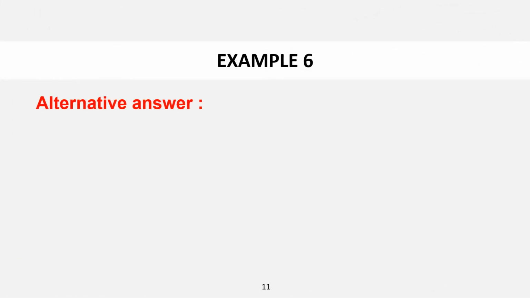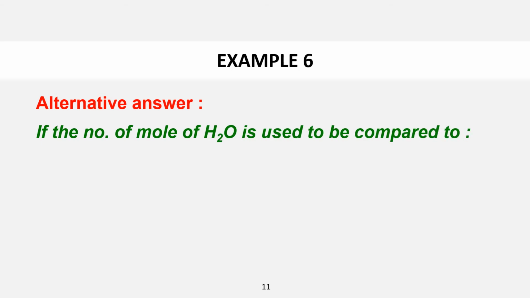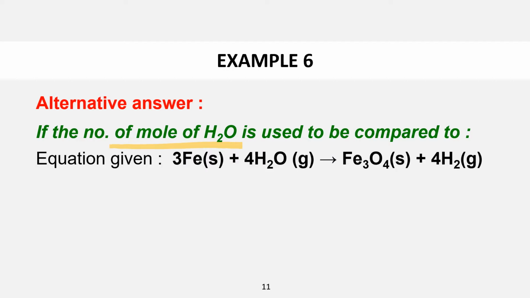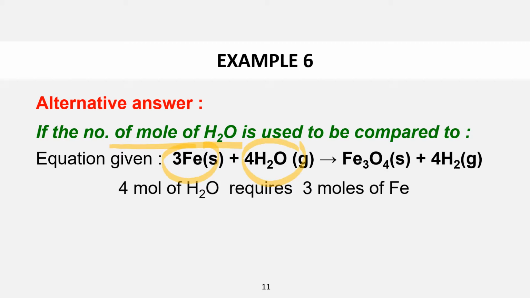There is also an alternative answer. If the number of moles of H2O is used to be compared, based on the chemical equation that shows 3 moles of ferrum require 4 moles of water, in comparison to 4 moles of H2O, there must be 3 moles of ferrum required.